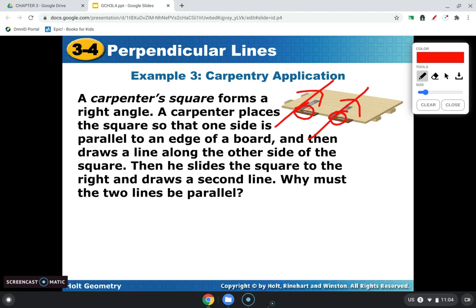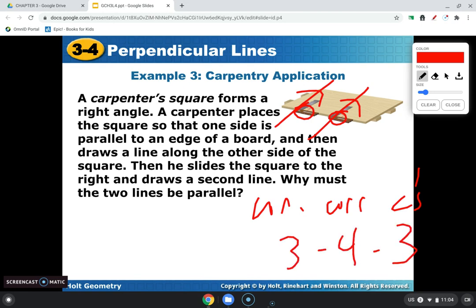Two answers work here. Converse of corresponding angles, or 343, because that is the only one of those theorems from today that proves lines parallel.